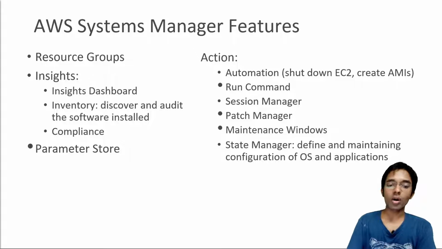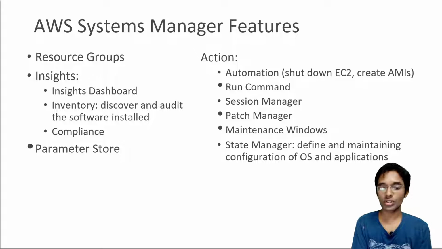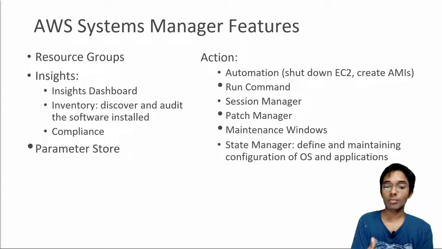Actions are very important. Automation lets you shut down EC2 instances or create AMIs automatically. Run Command lets you run commands on your entire fleet without needing SSH access. Session Manager gives you a shell session into your EC2 instances, most importantly the private EC2 instances. If you are using a Bastion, that's good, but if you're not, then Session Manager will help you get into those EC2 instances, actually without using SSH.